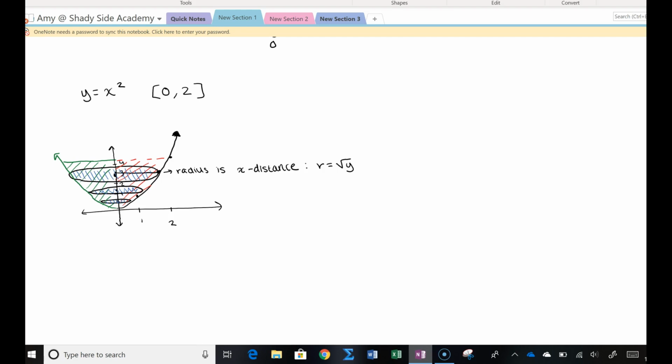Miss, is the solid of revolution the same thing as the volume, or no? The solid of revolution is the actual thing, and finding its volume is just pi r squared. Okay, the solid is what results. But I understand what you're saying.